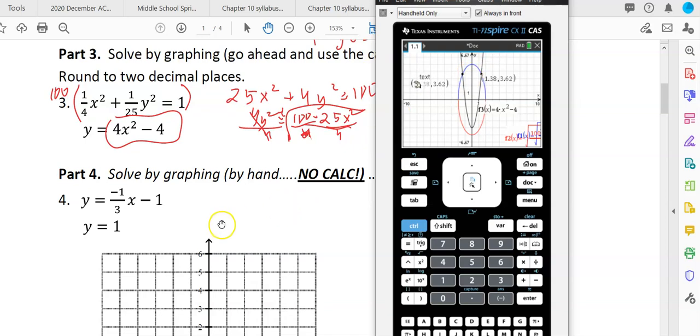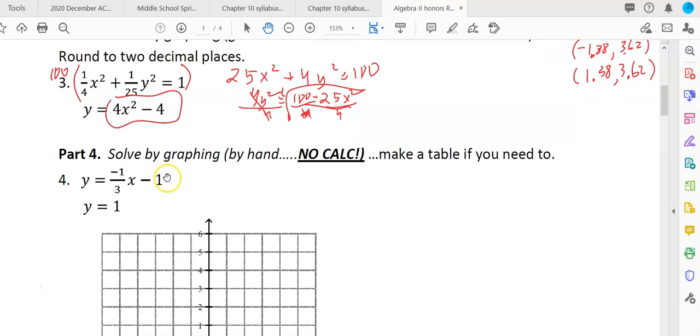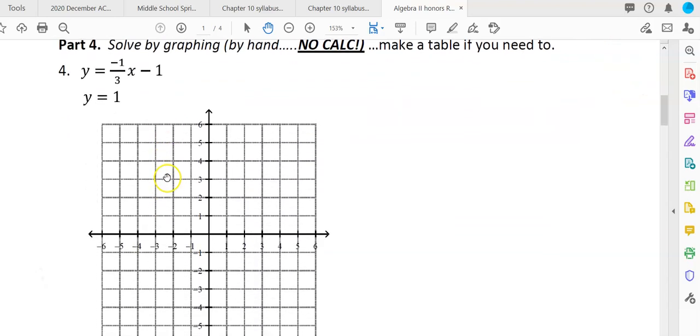So I guess your 2 answers would be those 2 ordered pairs, right? So negative 1.38, comma 3.62, and positive 1.38. So those are your 2 solutions, approximately, using the graphing calculator. By hand, this should work out a little better, hopefully.